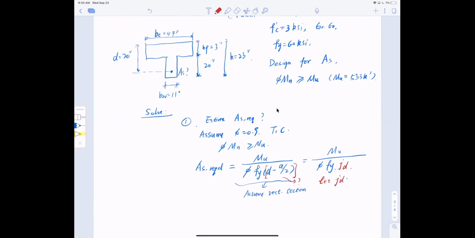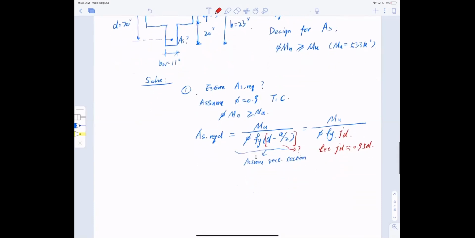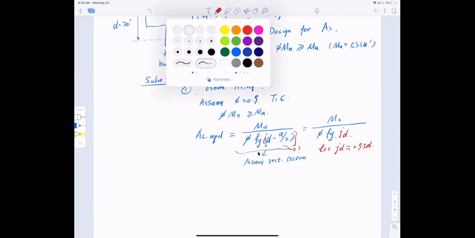equal to about 95% of d. That is the assumed distance between tension and compression. Okay, so let's carry out the calculation.